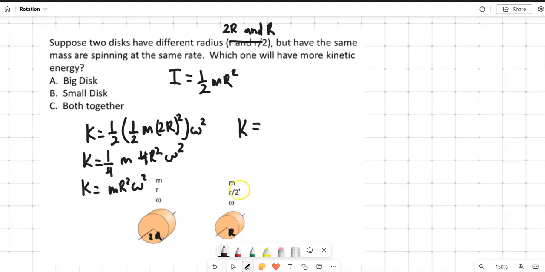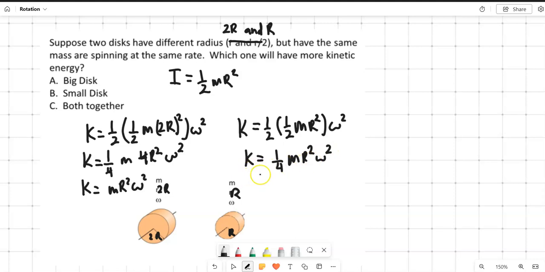Let's take the kinetic energy of the smaller guy right here. This smaller guy, which is just r, and this is, again, 2r. So the smaller guy is going to be 1/2, and its moment of inertia is 1/2 m, and its radius is just r that we're going to square, and this is going to be times omega squared. So K is going to be equal to 1/4 mr squared omega squared. So in this case, this larger object is going to have more kinetic energy than the smaller object. In fact, it's going to have 4 times the kinetic energy of the smaller object. Okay? So that's how radius affects moment of inertia. Radius is affecting moment of inertia and increasing it, and that in turn is increasing the kinetic energy.